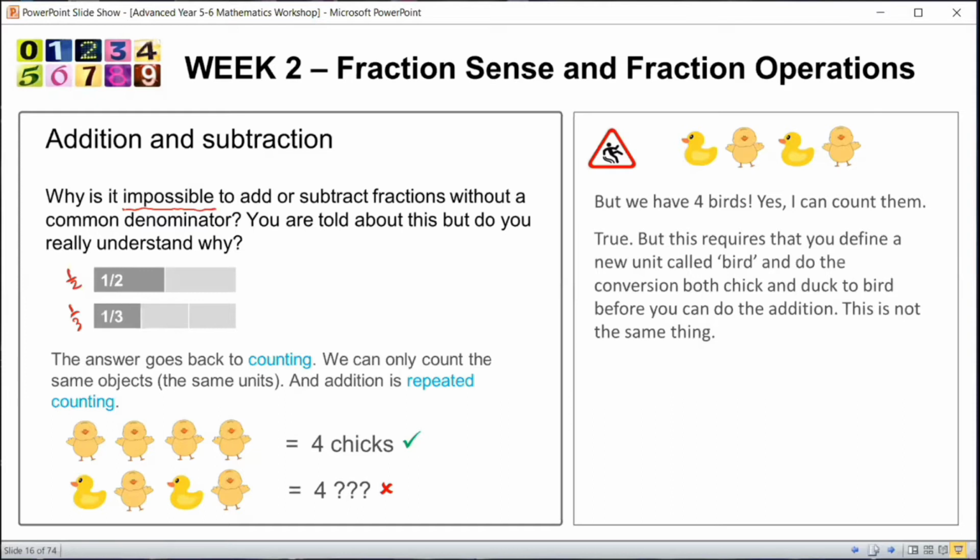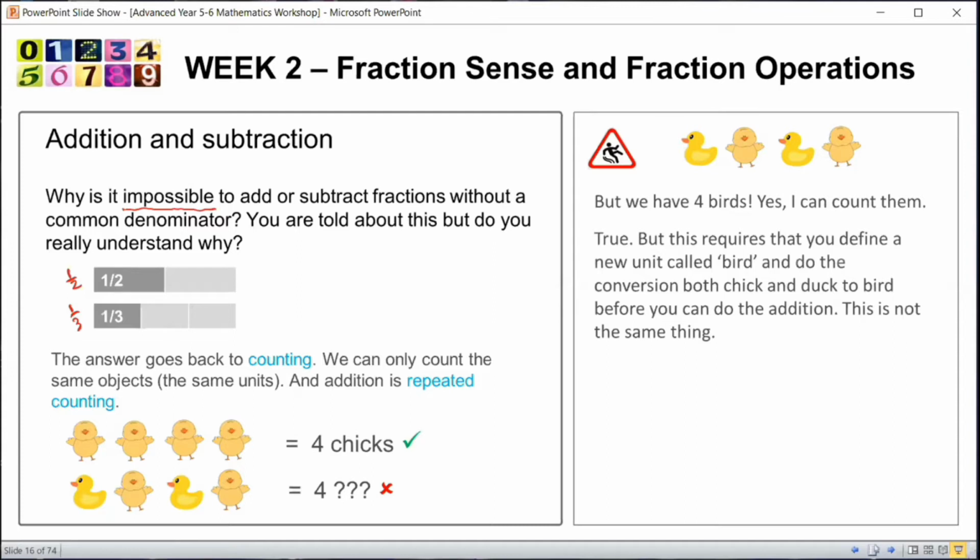The truth is you can't add them because they are not of the same size. If you count on your fingers, you count 1, 2, 3, because you think that the fingers are all the same. But here, the half is larger than 1/3. Not the same kind of thing. So you can't really add them. It goes back to counting, right? We can only count the same object, the same unit, because when you add numbers, you actually repeat the counting.